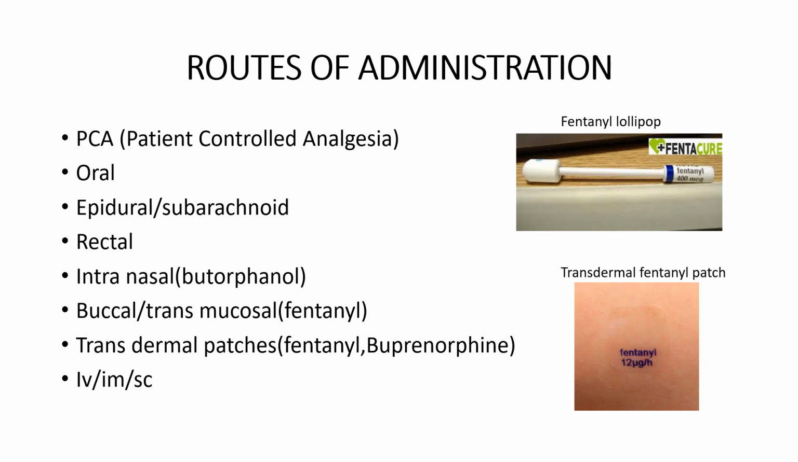There are different routes of administration of opioid analgesics. Apart from oral and parenteral routes like intravenous, intramuscular, and subcutaneous, you have other routes like epidural and subarachnoid administration, and it is administered as rectal suppositories, and intranasal route, especially intranasal butorphanol, and you have buccal and transmucosal route, especially fentanyl. Fentanyl is marketed as fentanyl lollipops, which are used for the buccal route, and you have transdermal patches, especially fentanyl and buprenorphine transdermal patches.